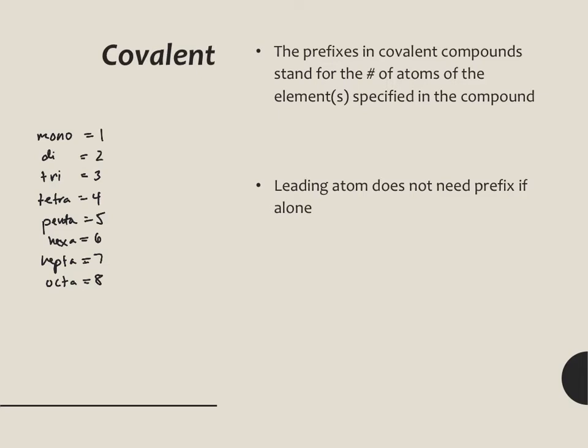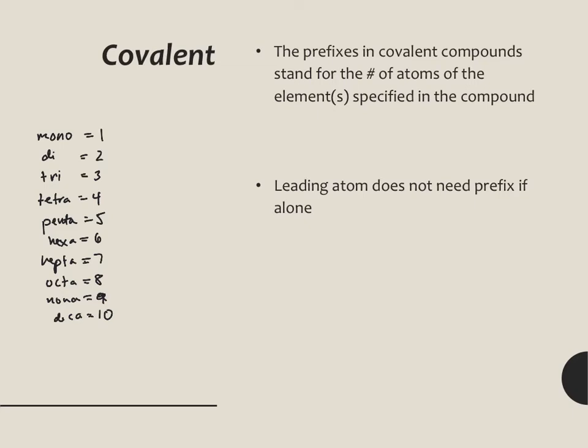and then nona, I believe, is 9, and deca is 10, if I recall correctly. Okay, I could be wrong for the later half, but I'm just going off the top of my head. All right, so that's what the prefixes stand for, and they tell you the number of atoms for the element specified.